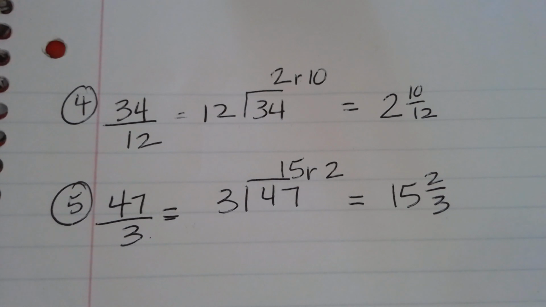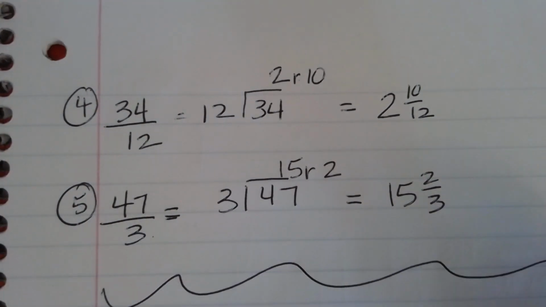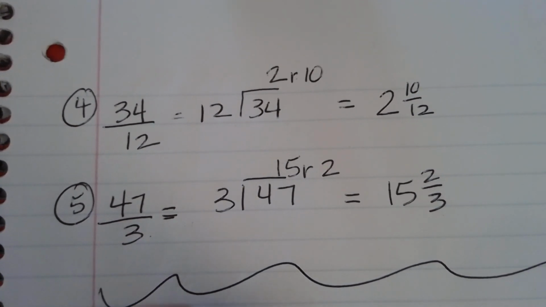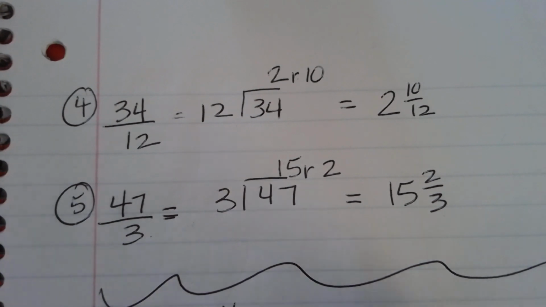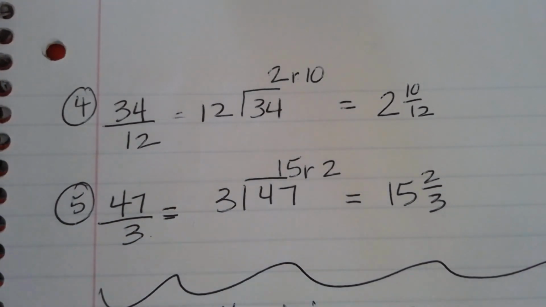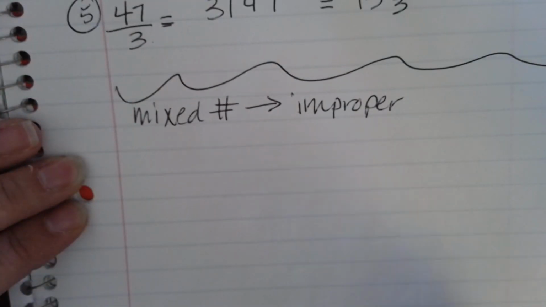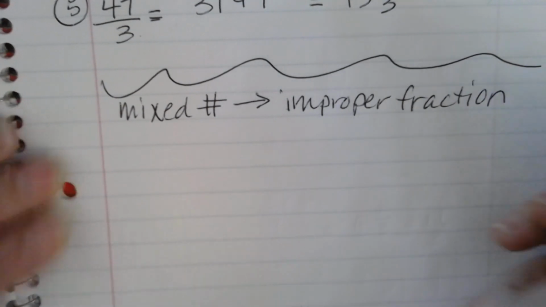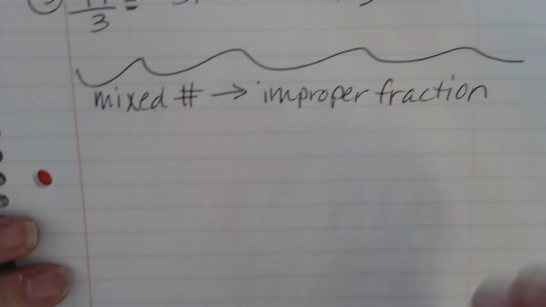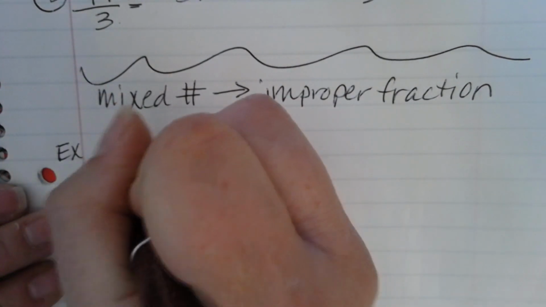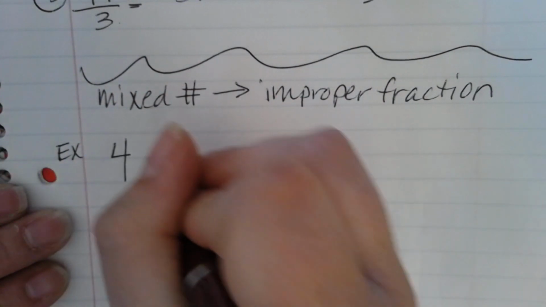So let me start us here. From here we're going to do mixed number to an improper. Gotcha, thank you. Let's do that. So we'll do mixed number to improper fraction. Okay. So let me come up with my example.